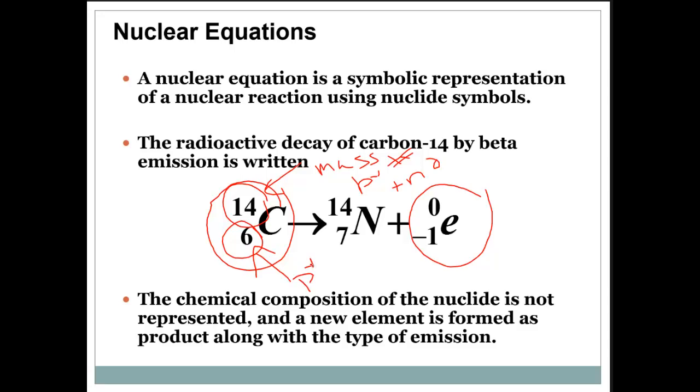The chemical composition of the nuclide is not represented, and the new element is formed as the product along with the type of emission. So, as the beta particle was emitted, the atomic number changed, hence carbon changed into nitrogen.